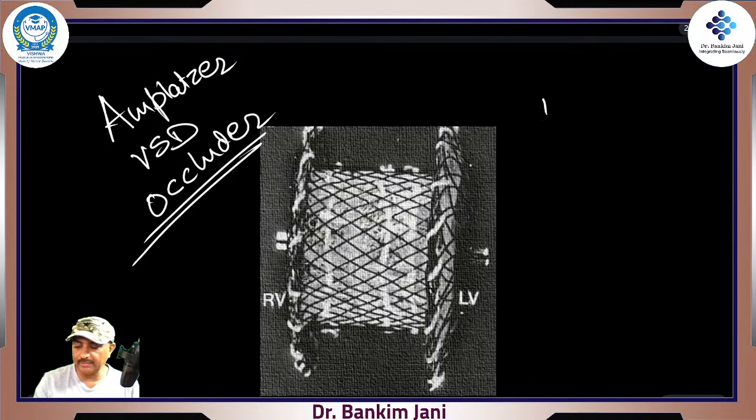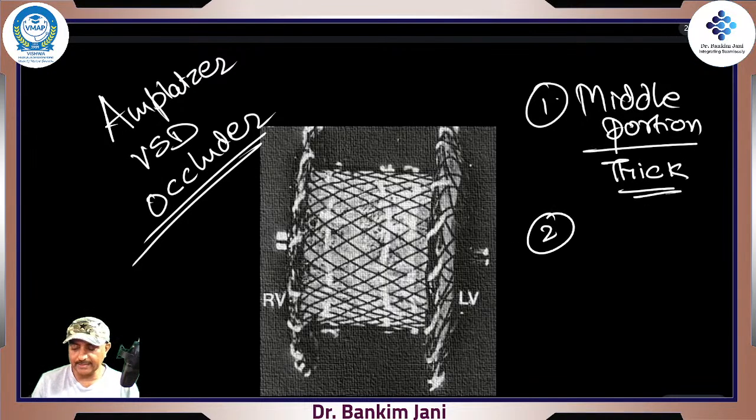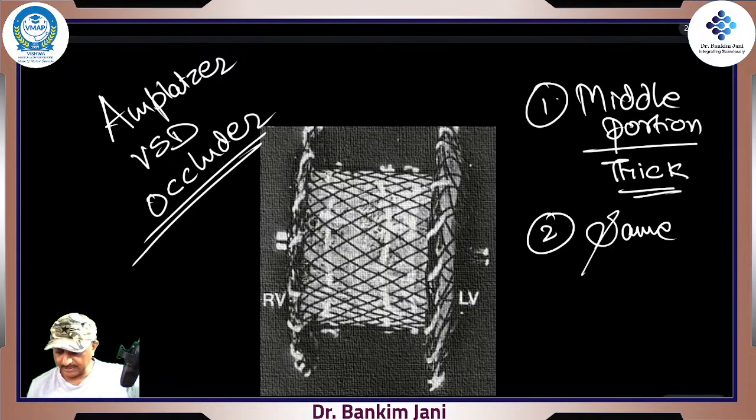How will you differentiate? One differentiation is that middle portion is thick. This is the first point. And second, the right side and left side are both the same, not like that ASD, in which the right side was smaller. So right is equal to left, and the middle portion is thick. Instantly you will come to know that this is Amplatzer VSD, right?